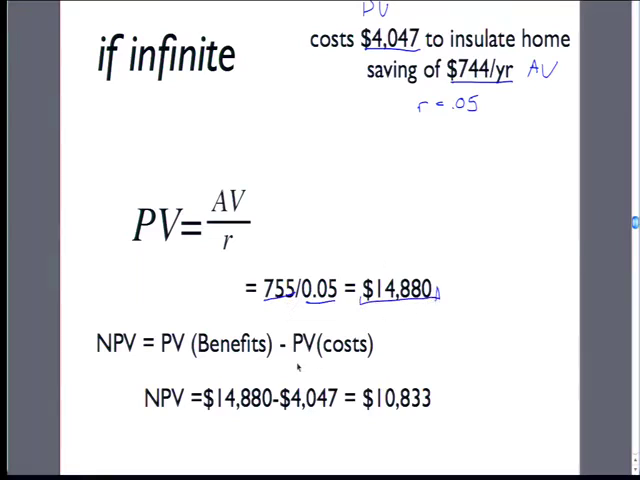The net present value would be the present value of these benefits, so this number here, the present value of benefits and reduced costs, minus the cost to us to do it right now, the $4,000. And so the net present value of doing this would be $10,000. Go for it, definitely. Hard to convince people, but totally worth it, right? Over the life of your home, which is probably not infinity, but let's approximate it with infinity, it's going to be definitely worth it.